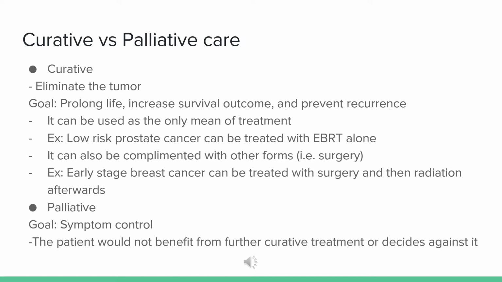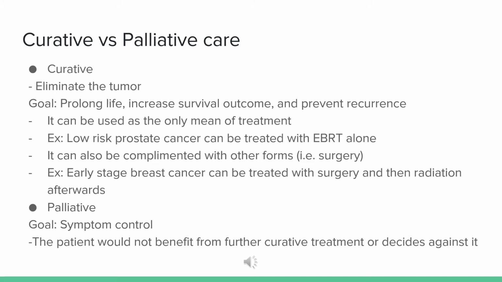As discussed earlier, radiation treatment can be complemented with other forms such as surgery. In curative care, the strategy may be a multi-step process in order for the best possible outcome of the patient. For example, early-stage breast cancer can be treated with surgery and then radiation afterwards. This shows how the different types of treatment can be used together in order to provide each of their advantages at the same time.